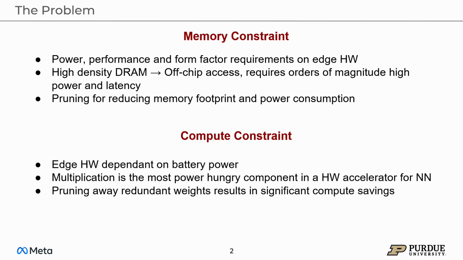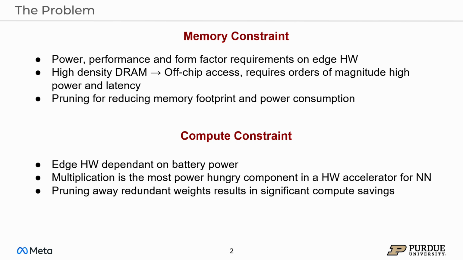As we all know, DNN accelerators have different constraints in terms of memory and compute. On the memory side, we always try to reduce off-chip accesses to, for example, very expensive DRAM, which requires orders of magnitude higher power and latency as compared to an on-chip access. So one way to tackle this is to prune unnecessary model weights so that you can reduce memory footprint and, as a consequence, power consumption as well.